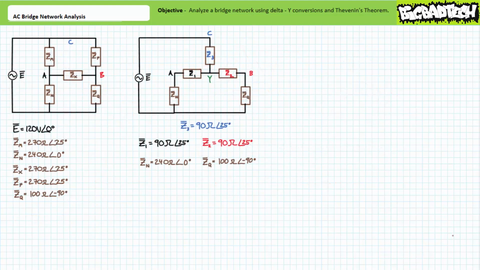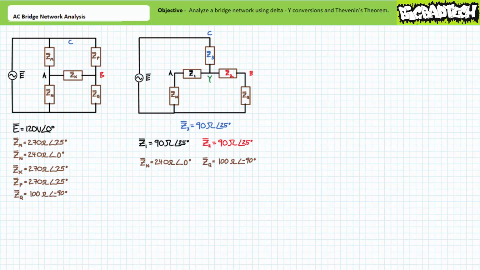Substituting our resultant balanced Y configuration for our earlier balanced delta configuration results in a purely series parallel circuit. Note that we've gained access to an additional central node. I'm calling this node Y. This being said, we've lost access to element Zx. However, if we solve for the nodal voltages at A and B, we in effect solve for the voltage differential across impedance element Zx.